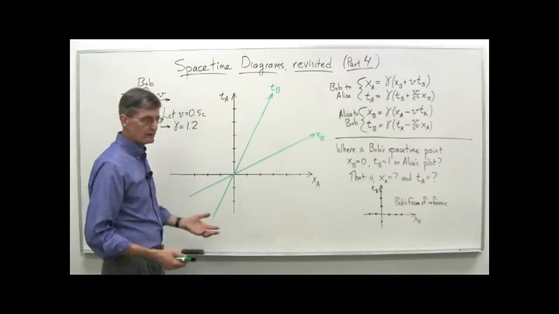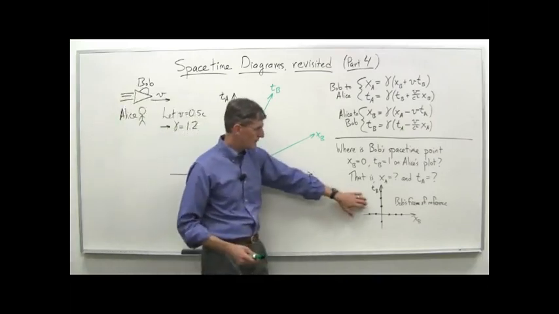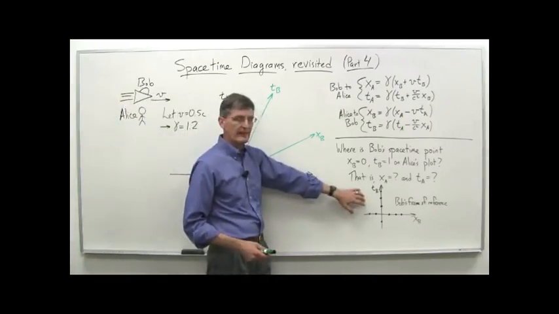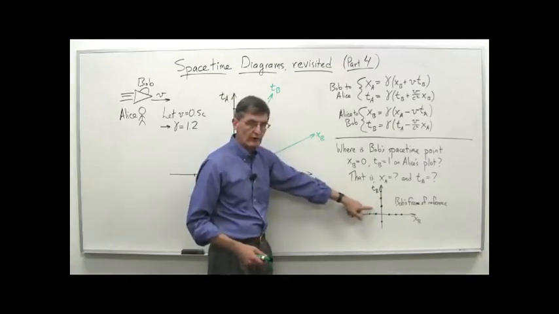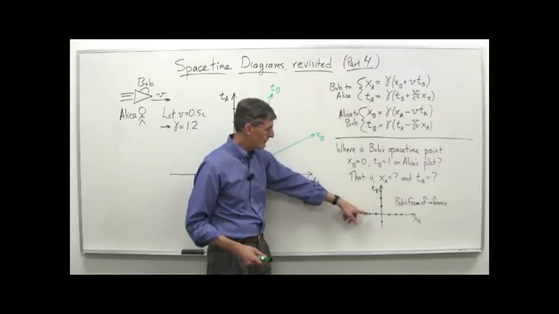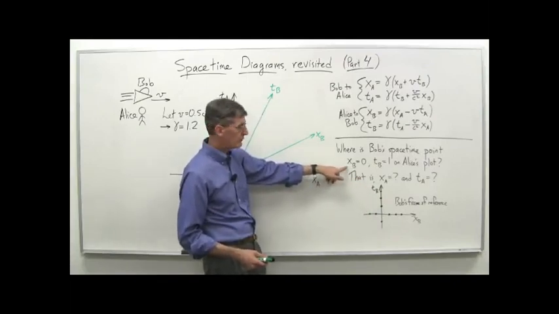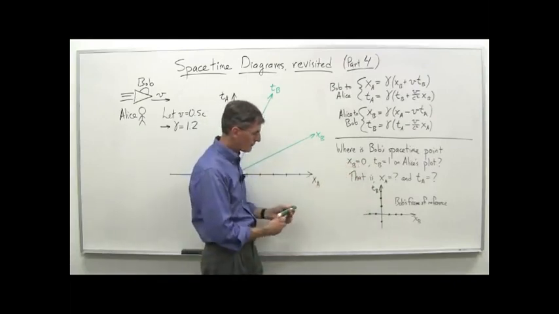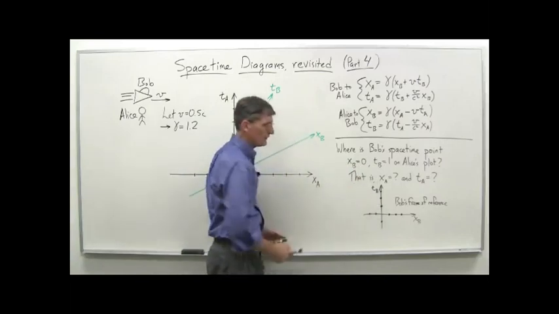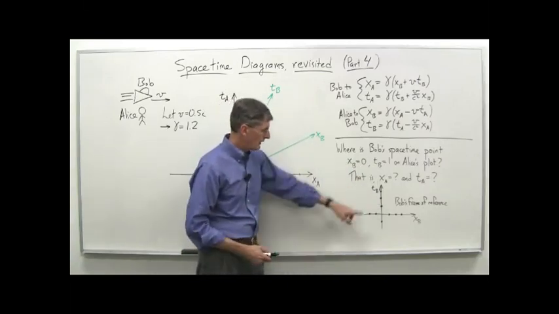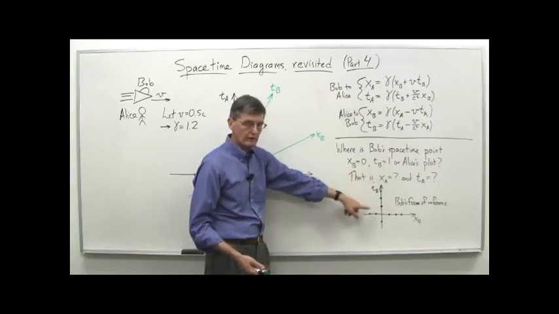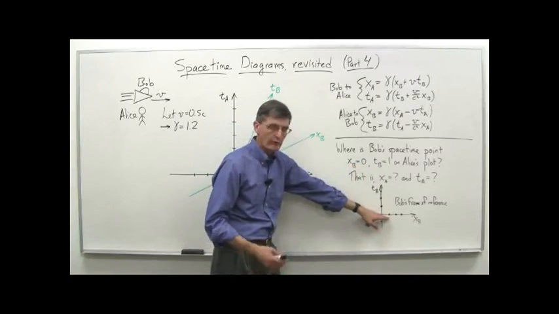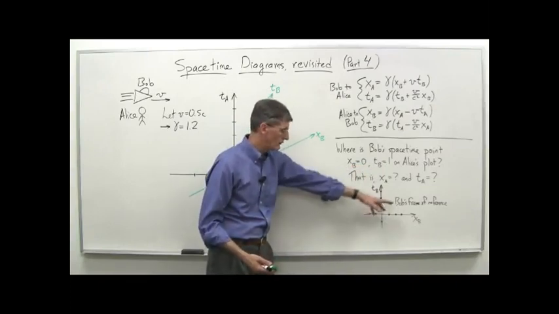So here's what we need to do. Here's Bob's frame of reference in standard form, and here are the points on his axes. For example, the point x_B equals 0, t_B equals 1 is this point right here, just on his t_B axis. This would be the point x_B equals 0, t_B equals 2, and so on and so forth. And this would be the point x_B equals 1, t_B equals 0, and so on.